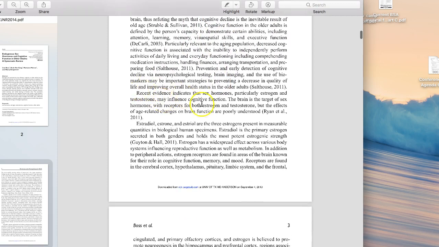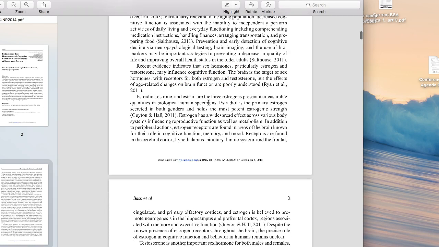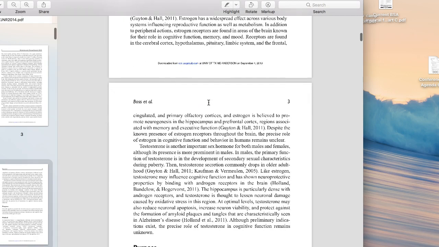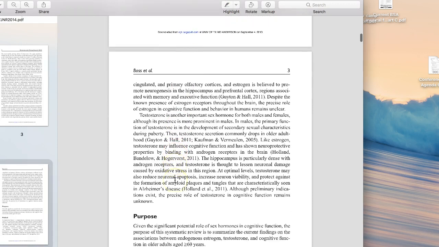And then I take it from this angle. Recent evidence indicates that sex hormones, particularly estrogen and testosterone, can influence cognitive function. And so I talk about that relationship and the science behind it and the evidence that supported it.